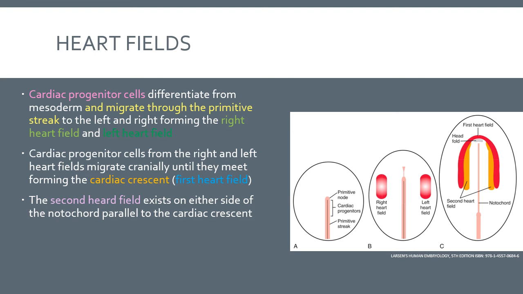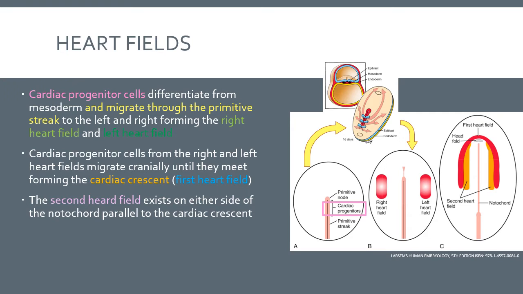Okay, so on to the early development of the heart, and we will go through this over the course of a couple lectures, but we will start here. So heart fields, okay? The cardiac progenitor cells, the cells that are going to go on to ultimately become the heart, differentiate from the mesoderm and migrate through the primitive streak. And if that sounds familiar, it should, because it gets us back to this, which we looked at, I think, back in week 3.